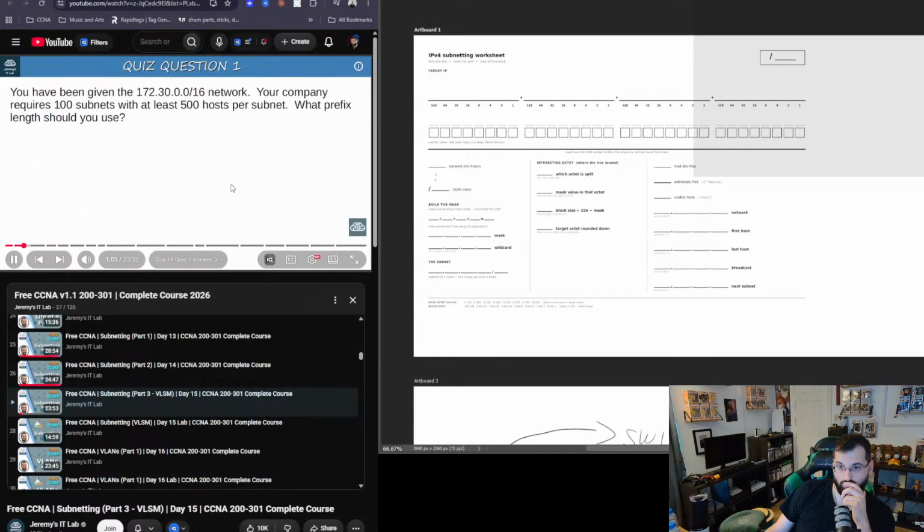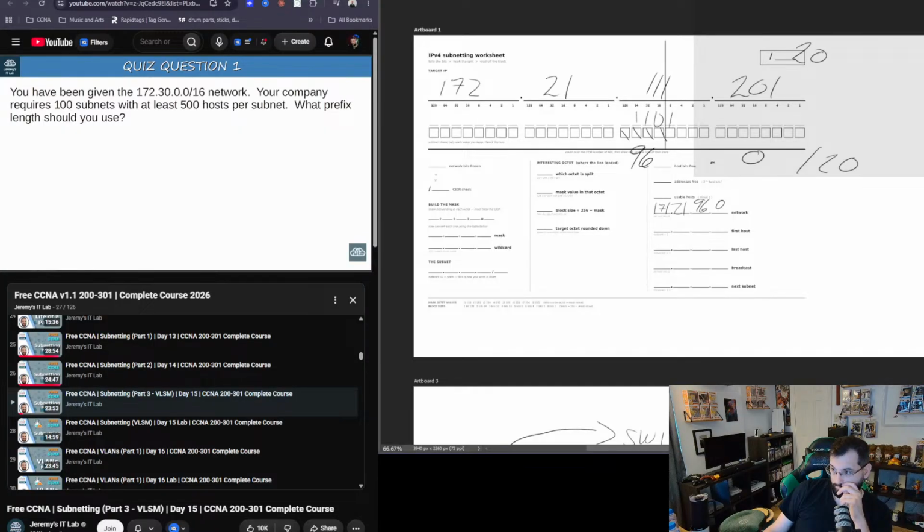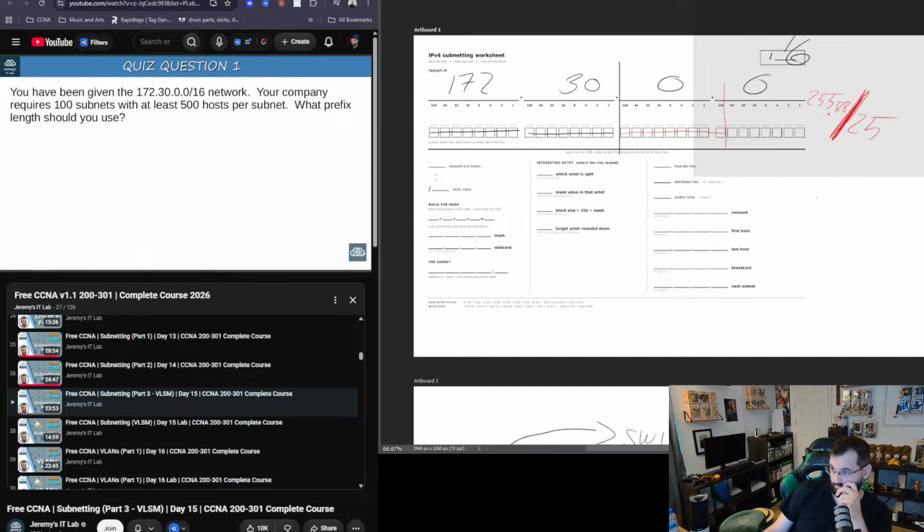Okay, here's question 1 from the last video. You have been given the 172.30.0.0/16 network. Your company requires 100 subnets with at least 500 hosts per subnet. What prefix length should you use? This is a simple one. How many bits do we have to borrow to make 100 subnets? You can just count on your fingers. Borrowing 1 bit allows for 2 subnets. Borrowing 2 bits allows 4 subnets.